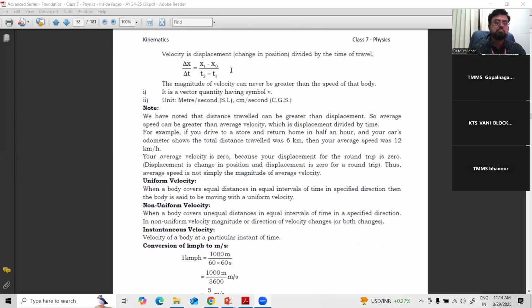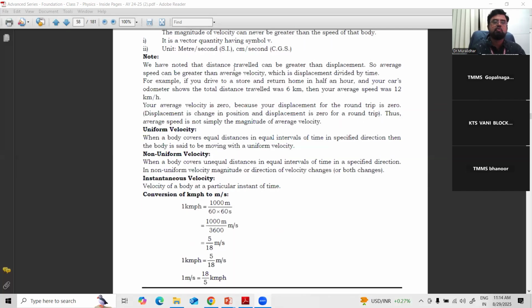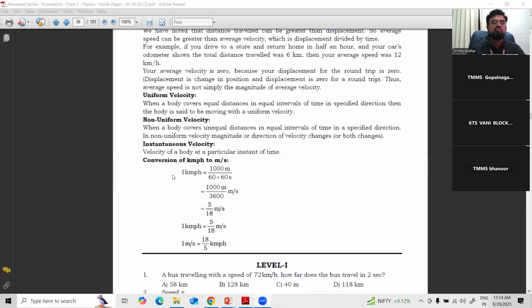Okay. Then same with velocity also. Velocity is nothing but, in place of distance, you have to write the displacement. Velocity is nothing but displacement by time. That is uniform velocity, non-uniform velocity, instantaneous velocity. Just a conversion I told, na? Conversion from kilometer per hour to meter per second.